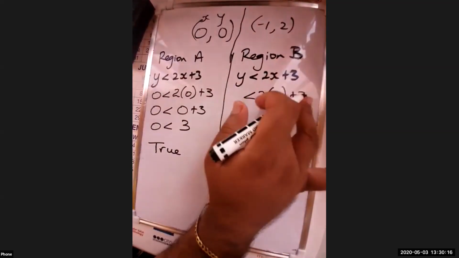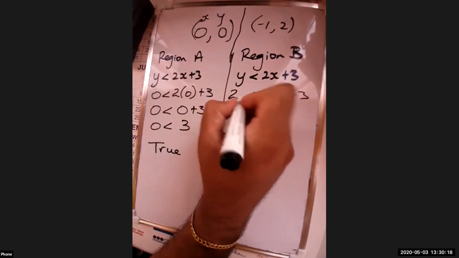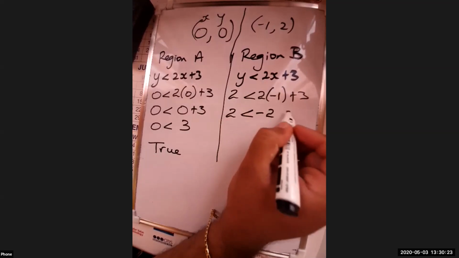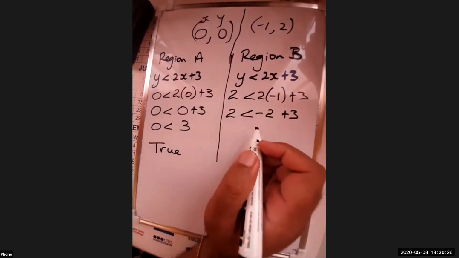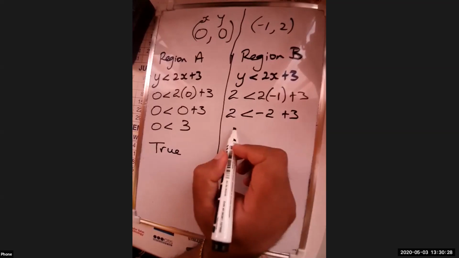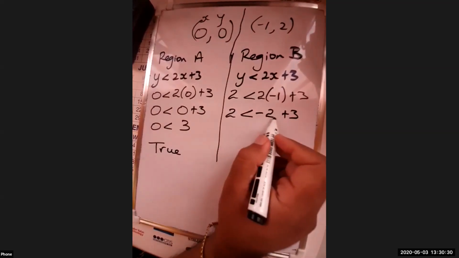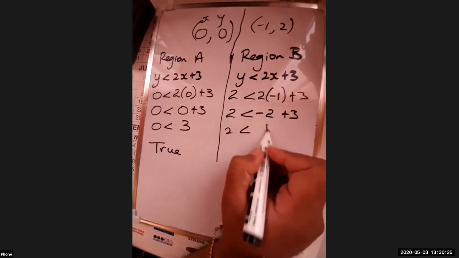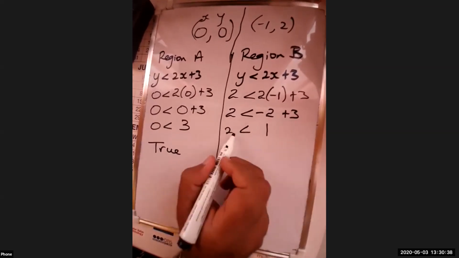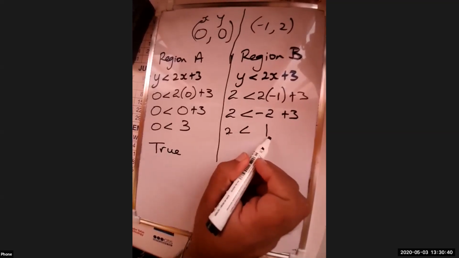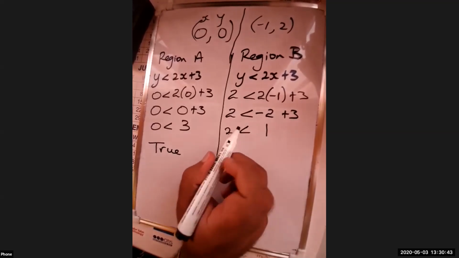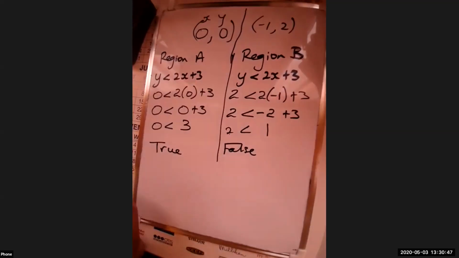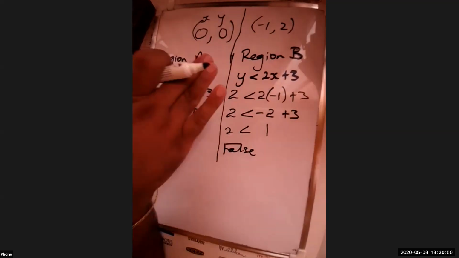So x is -1 and y is 2. So 2 is less than 2 by -1, which is -2, plus 3. And of course, -2 plus 3, when the signs are different, you find the difference, which is 1, and you keep the sign of the greater number. Is 2 less than +1? Is 2 less than 1? No. So therefore, this is false. So the region that satisfies the inequality is region A.